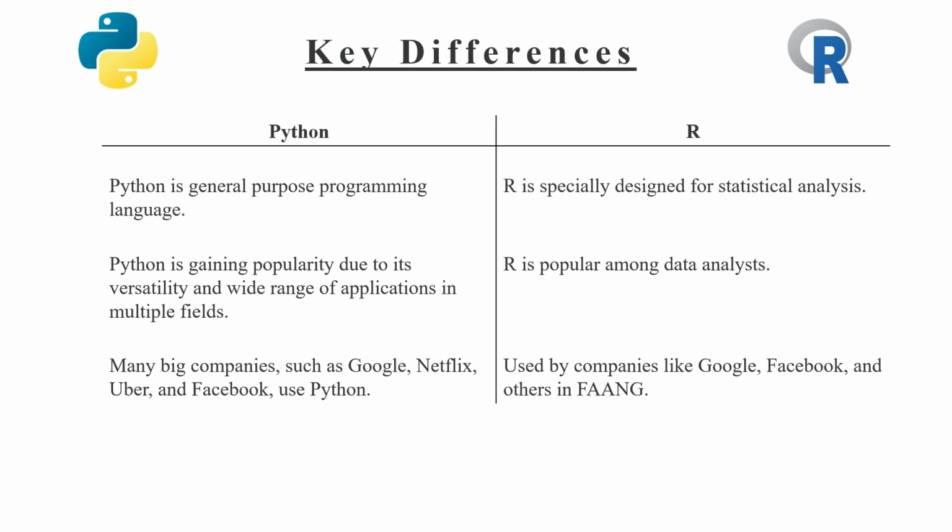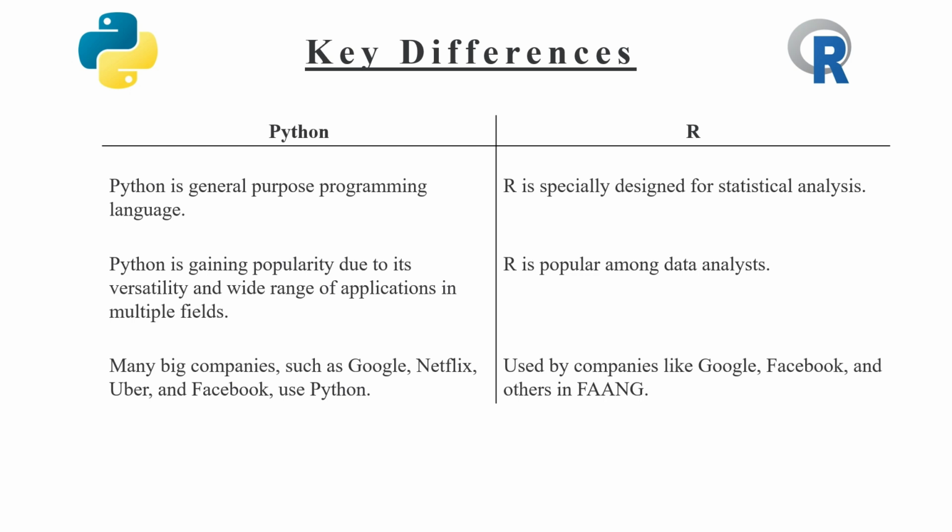Python is a general-purpose programming language known for its simplicity and readability, whereas R is specifically designed for statistical analysis and data visualization. Python's popularity is growing rapidly due to its vast ecosystem and applicability across multiple domains. Companies like Google, Netflix, Uber, and Facebook rely on Python for various applications, from AI to backend development.